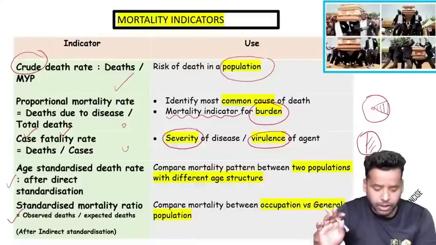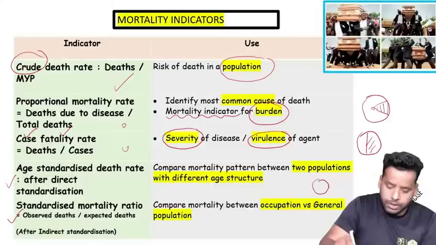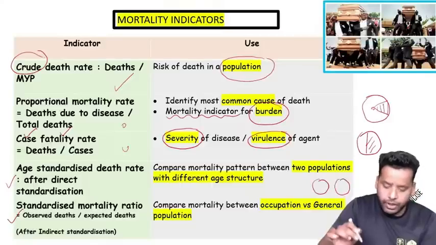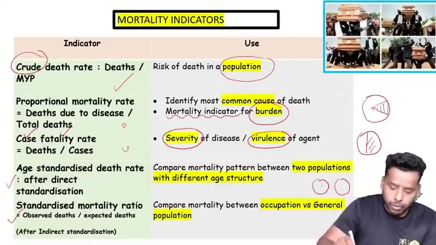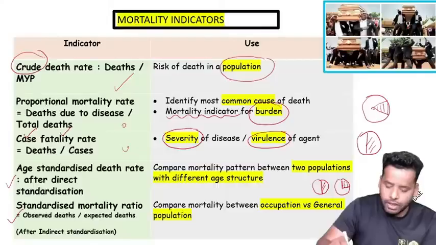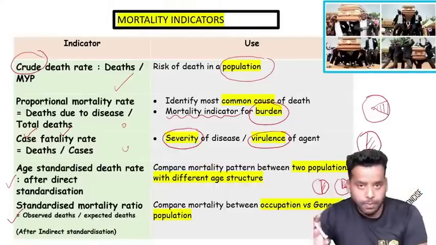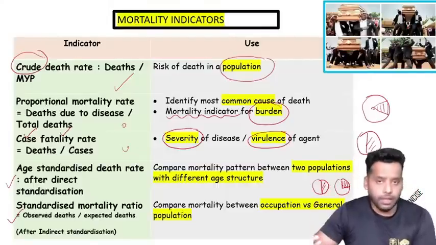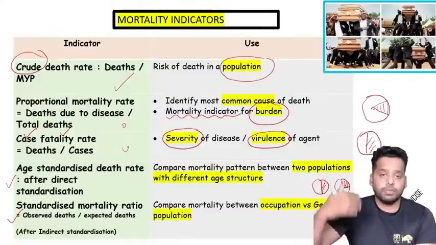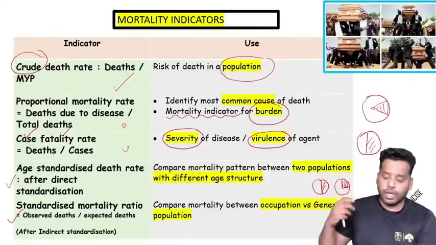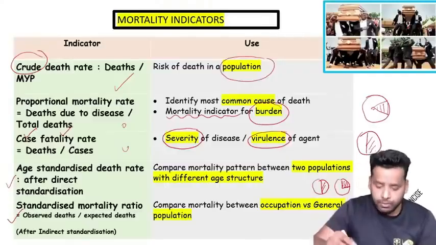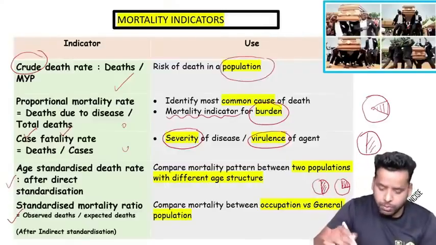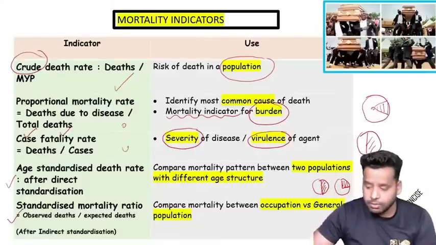Listen to my words properly. Two different populations are there with different age structure. Listen to the words properly. Two different populations with different age structure means one population is having more old age individuals because of their development. Lifespan is better. What is the difference between them? Two populations with different what? Answer my question. Good.